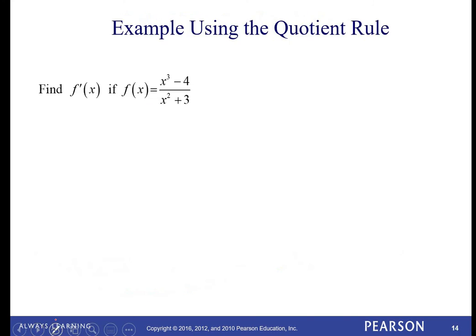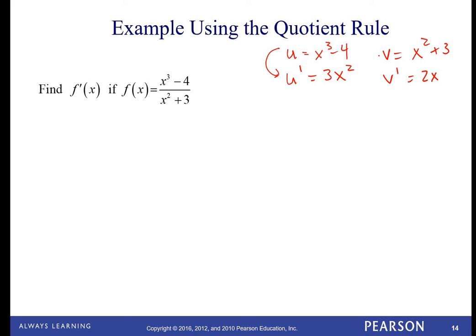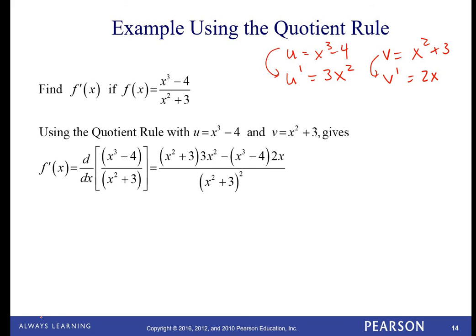So let's do an example of this one. So here's my function. So u is going to be x cubed minus 4. v is going to be x squared plus 3. Sometimes if you find the derivatives of each one separately first, it's a little easier to put your pieces together. So this is my derivative of each one following my rules. And again, remember, I think they're going to give the rule for us. So there's my u, there's my v.